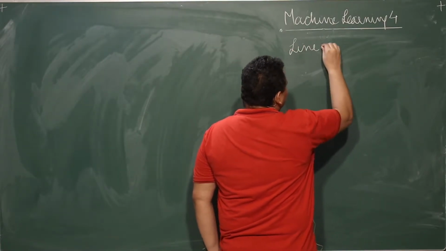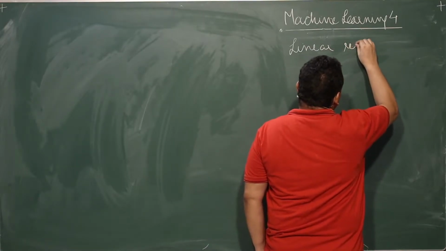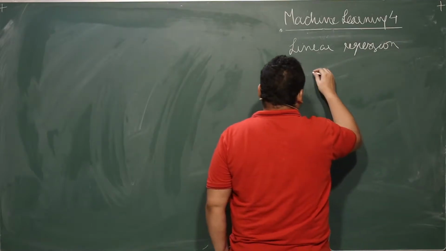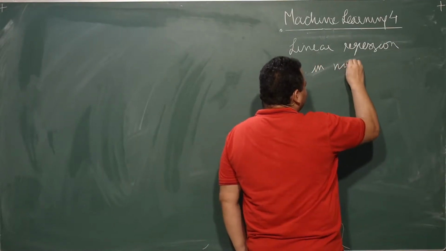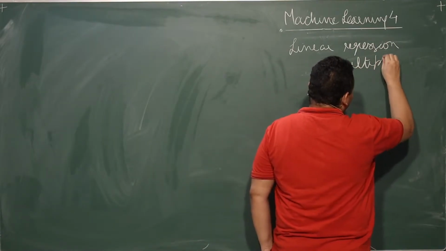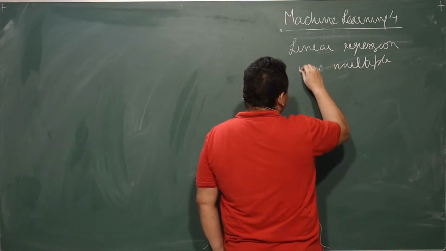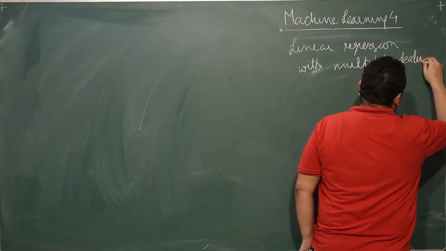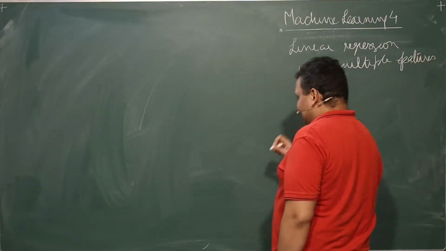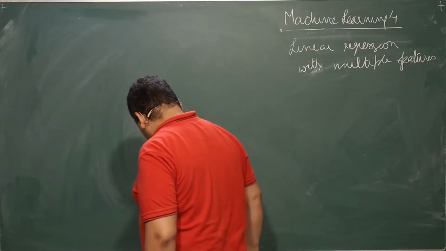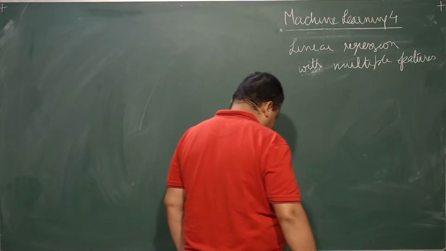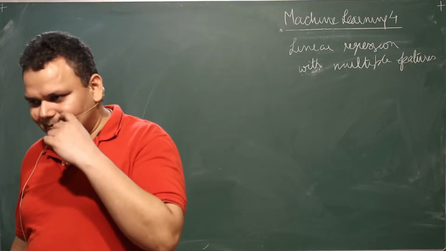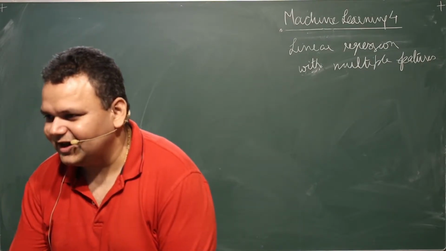So let us continue with linear regression with multiple features. In the previous couple of classes, we had talked about linear regression with just one feature. But if we had multiple features, then what would happen? How would the procedure be different?